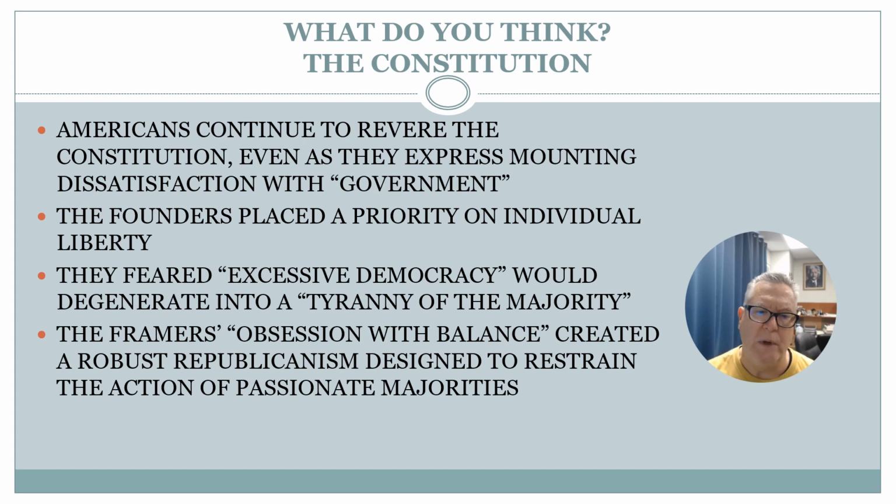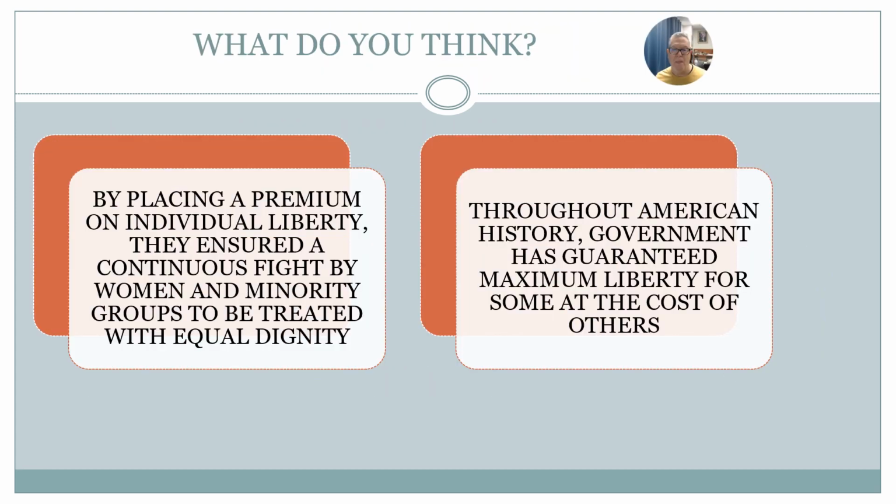Americans continue to revere the Constitution, even as they express mounting dissatisfaction with government per se. The founders had a tendency of placing a priority on individual liberty. They were fearful of excessive democracy that would degenerate into a tyranny of the majority. And the framers were clearly convinced that achieving some sort of governing balance would create a sustainable version of republicanism that would restrain the action of passionate majorities. And if change is going to happen, it would happen slowly. So what do you think?